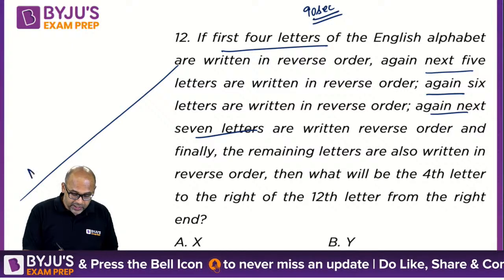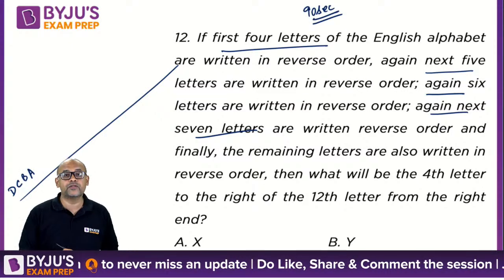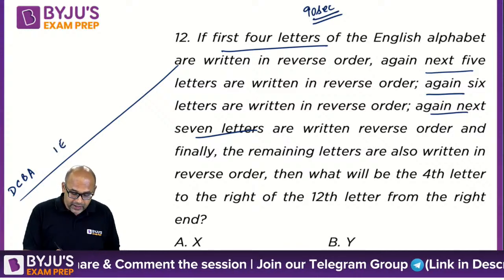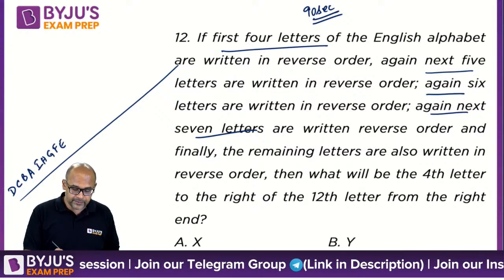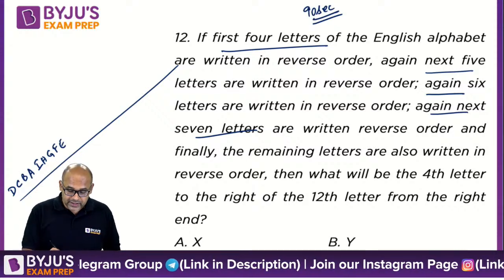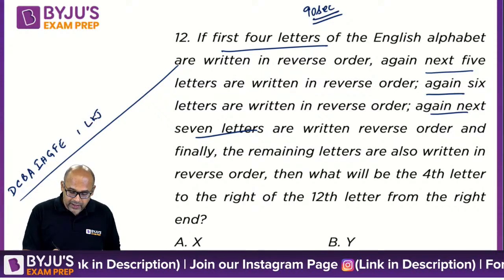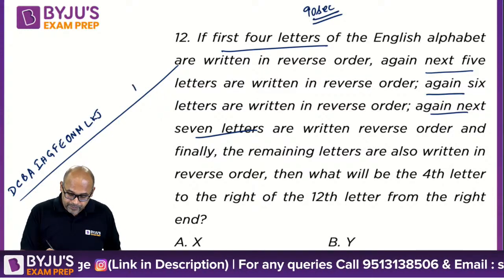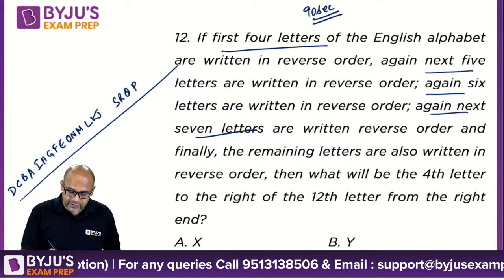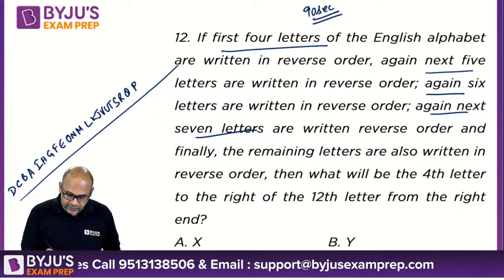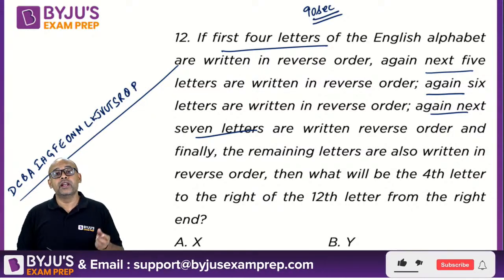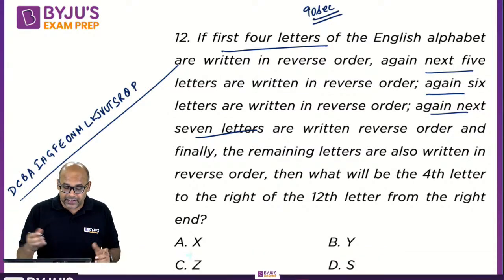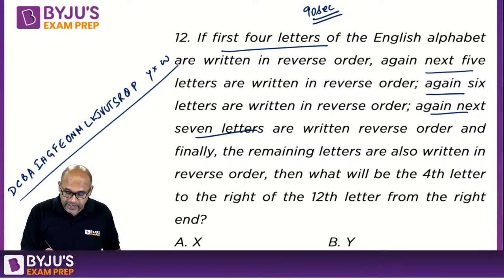So I will start with A, B, C, D. First 4 letters. Now I have to write the next 5 after D: E, F, G, H, I. Next 6 letters: J, K, L, M, N, O. Then 7 letters: P, Q, R, S, T, U, V. Is that correct? 1, 2, 3, 4, 5, 6, 7. Now whatever is left after V: W, X, Y and Z.